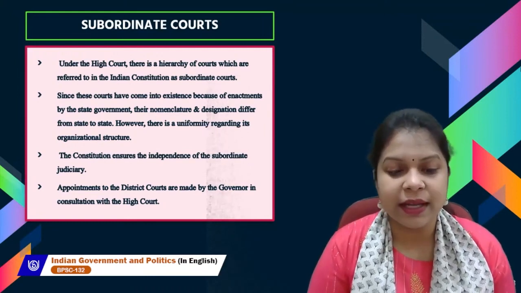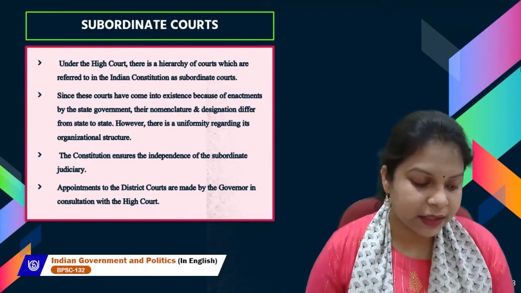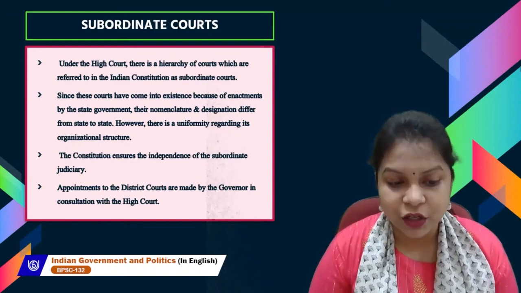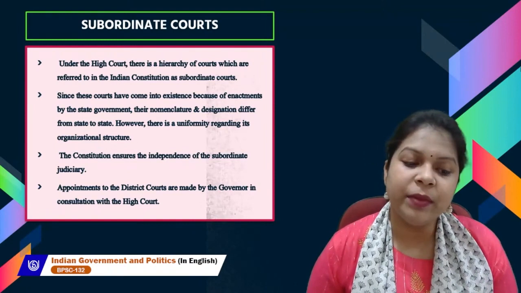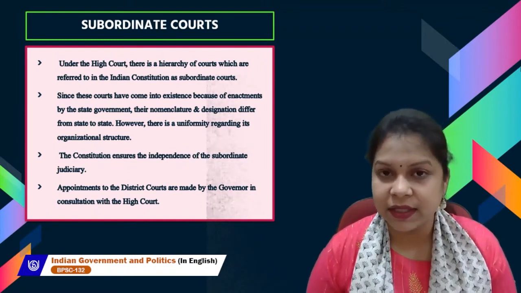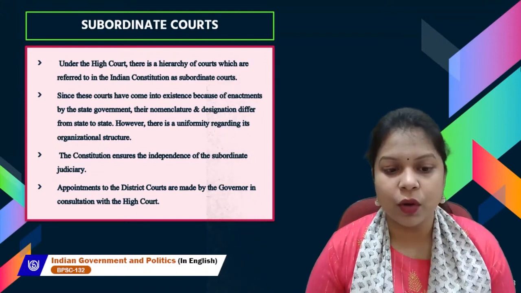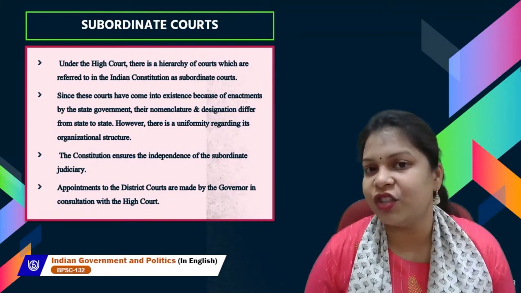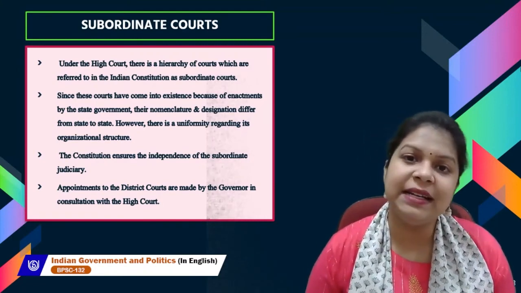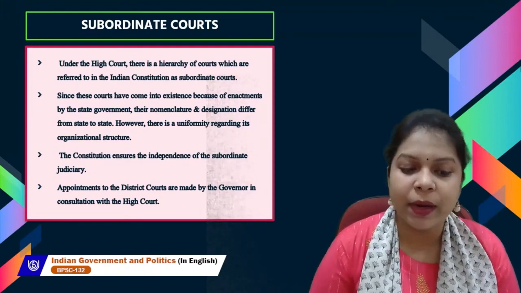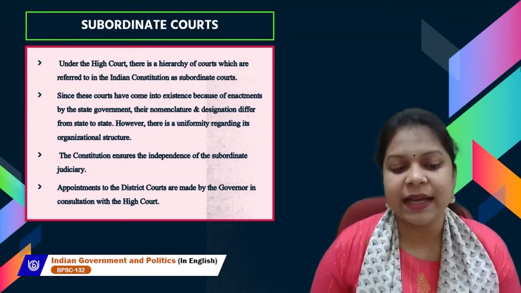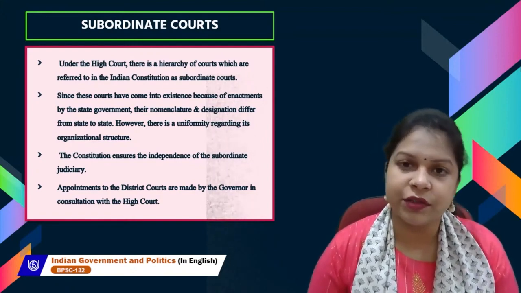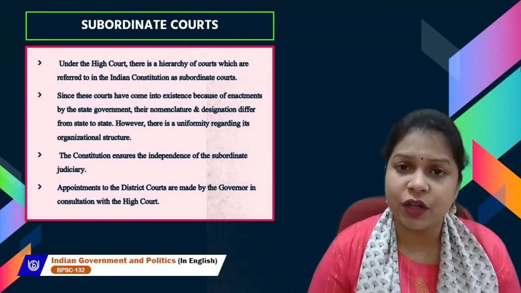The Constitution ensures the independence of the subordinate judiciary. Appointments to the district courts are made by the governor in consultation with the High Court. So, according to our Constitution, it is the President who decides the judges of the Supreme Court and High Court, but it is the governor of the state who appoints the district judges of the district courts in consultation with the High Court.